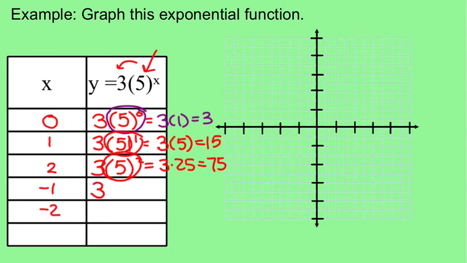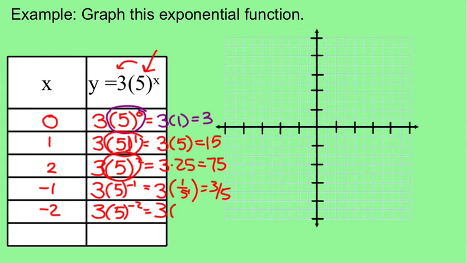And then 3, 5 to the negative 1. So you get 3 times 1 over 5, which is 3/5. Last one, 3 times 5 to the negative 2 is 3 times 1 over 5 squared, which is 3 times 1/25, or 3/25. Okay, so we have some pretty small numbers and going out to some pretty big numbers. So we're going to need to change our y values. Our x values are still fine. We have a 0, 1, 2, negative 1, negative 2.